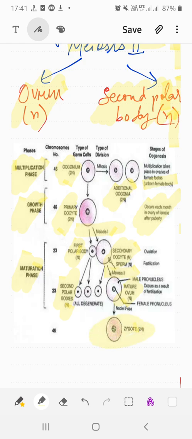But the secondary oocyte starts the second meiotic division, which again gets suspended, and with that the secondary oocyte goes to the fallopian tube and will form the ovum only when the sperm enters the secondary oocyte, and then it converts into the ovum.